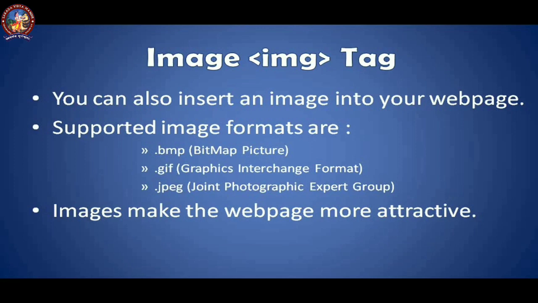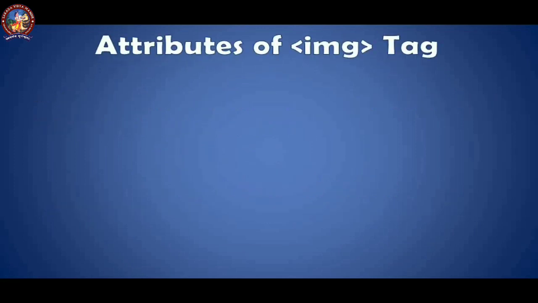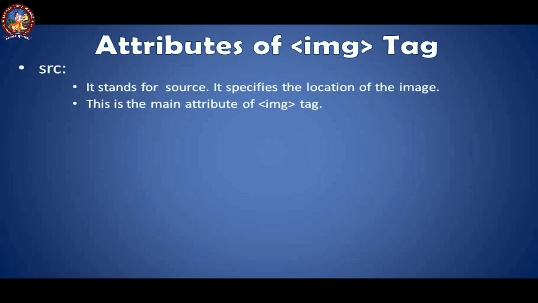So what are the attributes of the image tag? Let's talk about the attributes. The first attribute is the src attribute, or the source attribute. It specifies the location of the image, meaning where in our hard disk the image is saved. It is the main attribute, because without the source the tag is invalid.